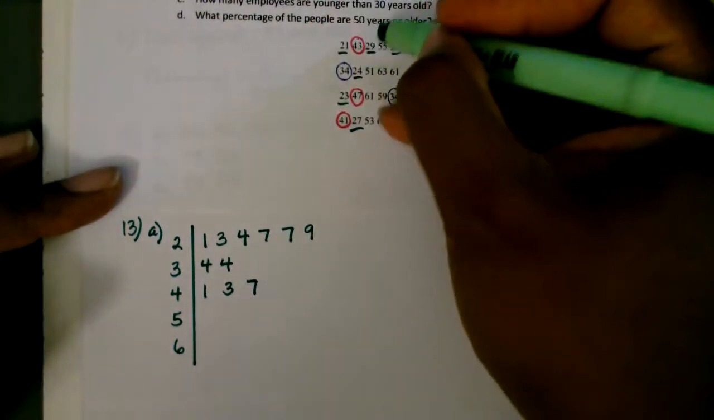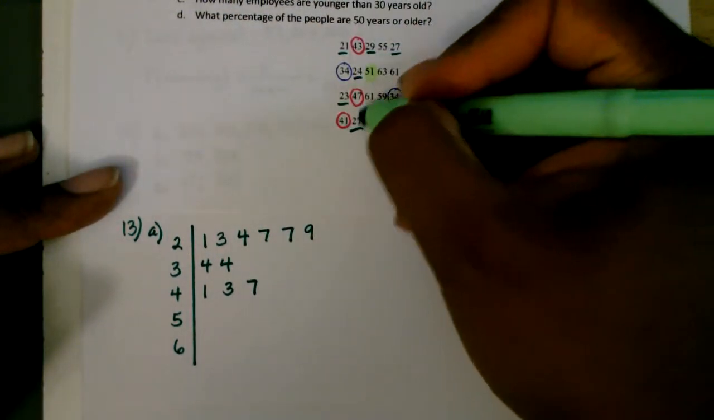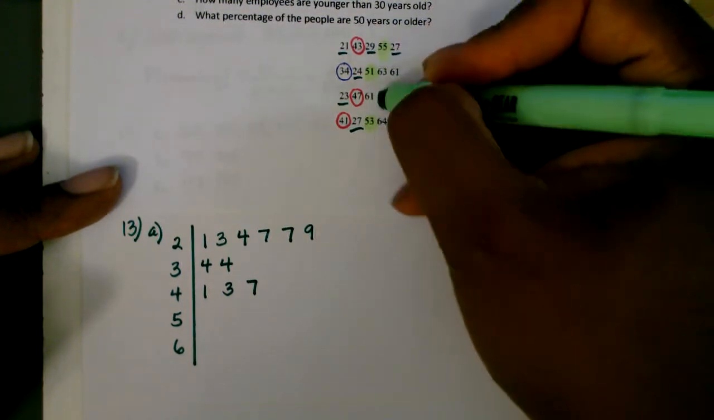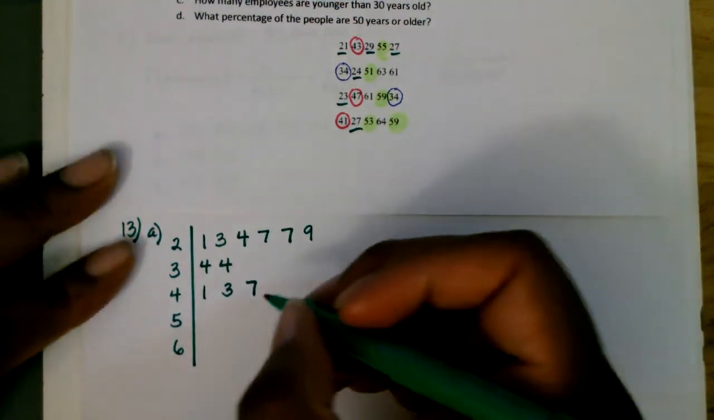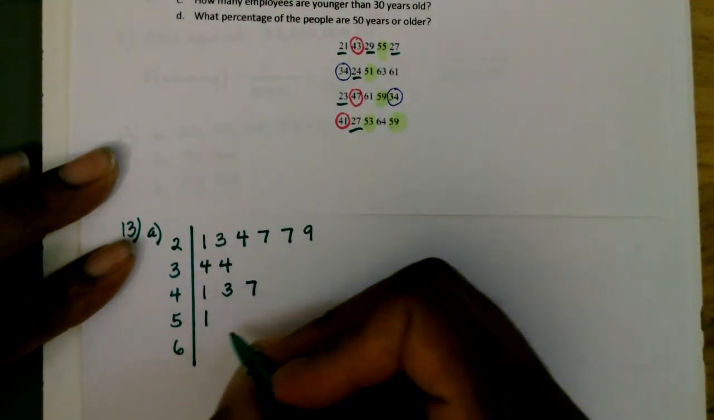And then for the 50s, 50 to 59, let me see if I can use a highlighter for that one. Here's 51, 53, 55, 59, and another 59. So I got 1, 2, 3, 4, 5 of those that are between 50 and 59. So let's see, 51 goes first, then 53, 55, 59, and 59.